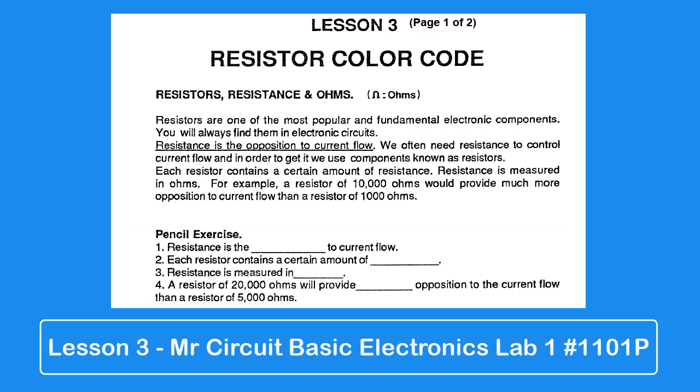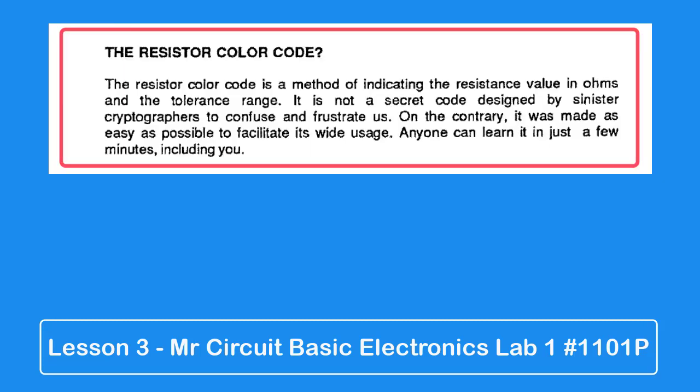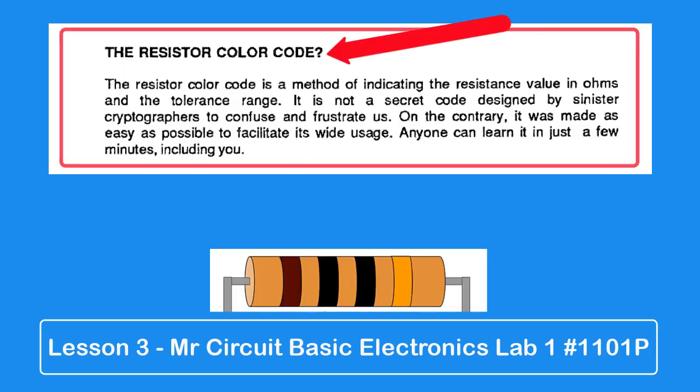Resistor color code. The resistor color code is a method of indicating the resistance value in ohms and the tolerance range. It is not a secret code designed by sinister cryptographers to confuse and frustrate us. On the contrary, it was made as easy as possible to facilitate its wide usage. Anyone can learn it in just a few minutes, including you.